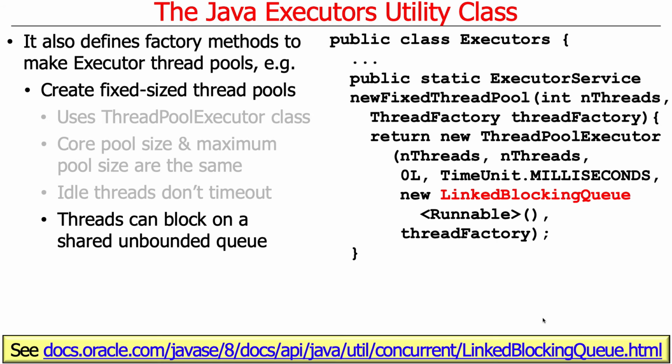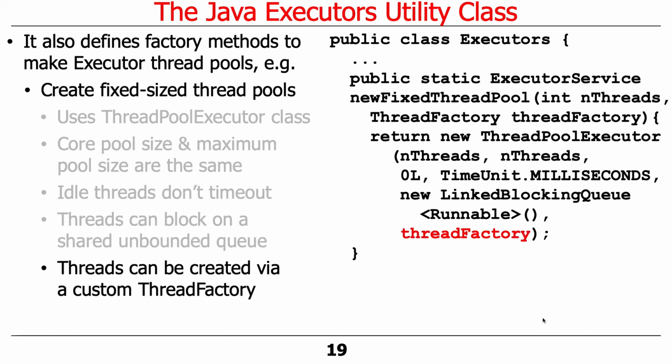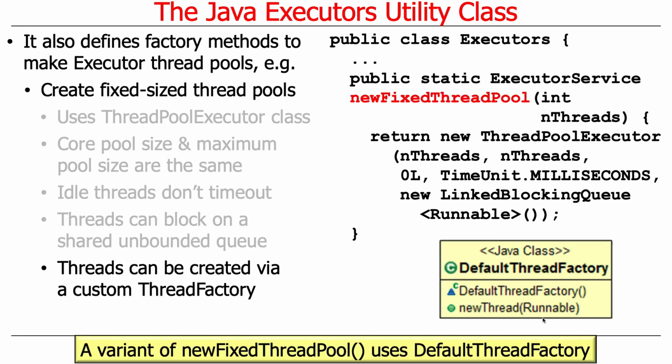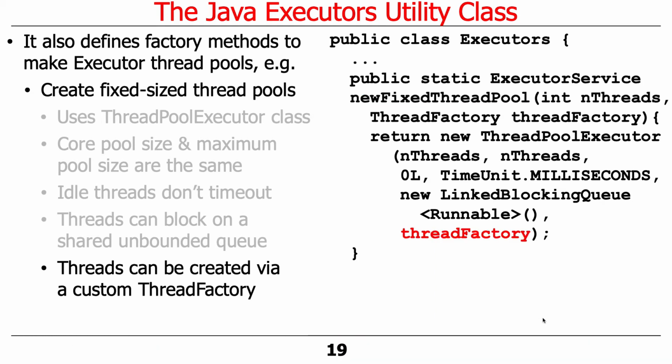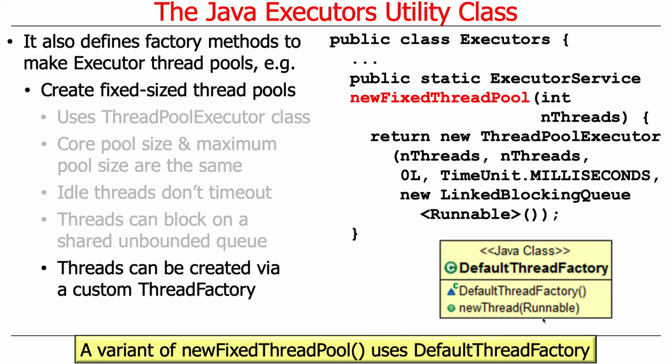It also creates a linked blocking queue of runnables, so the threads can block on this shared unbounded queue. And the threads can be created by a custom thread factory. So whatever thread factory you pass in there is the one that will be used to create threads. There's also a variant of this that does not have the thread factory parameter, and in that case, it's going to use the default thread factory.